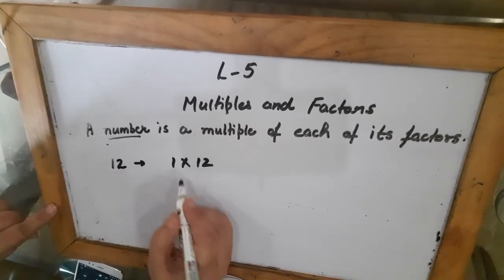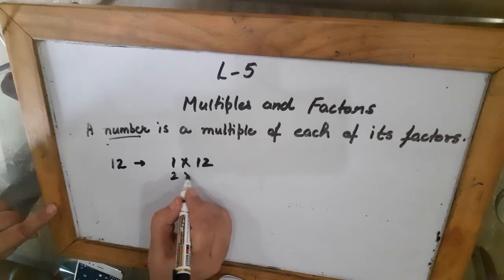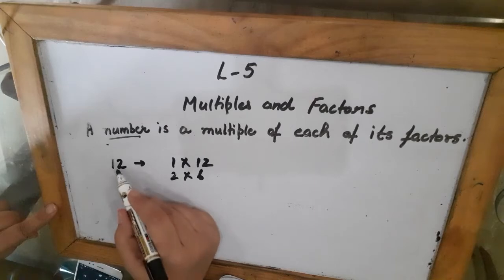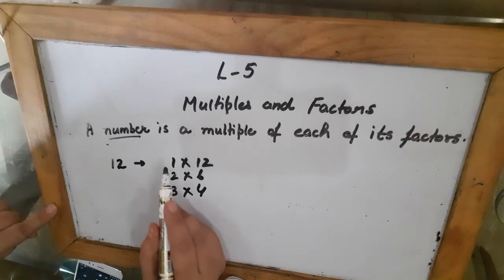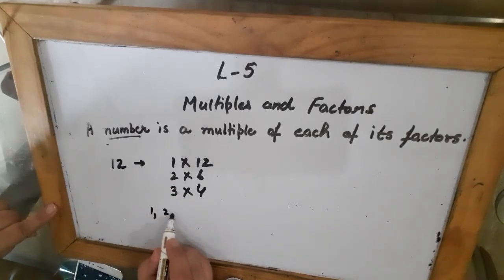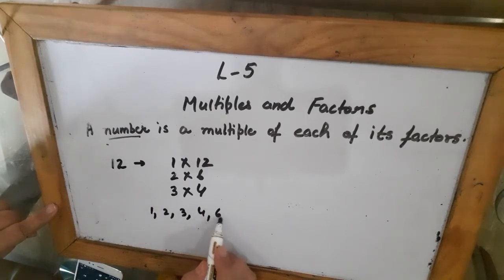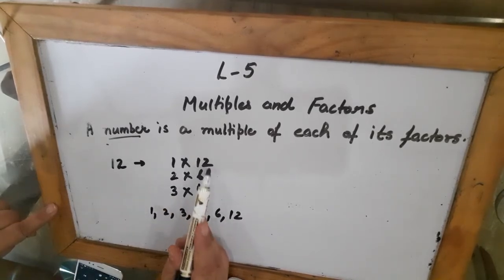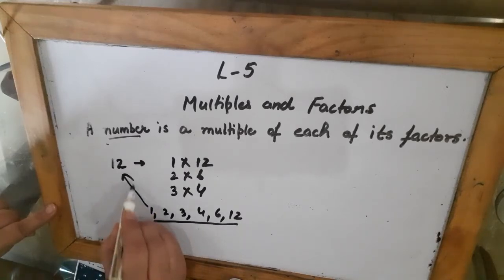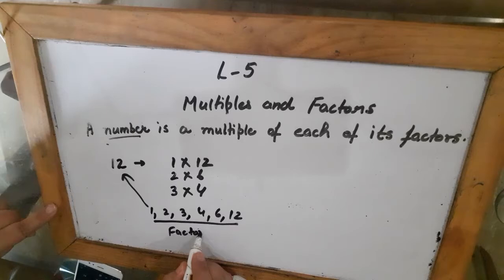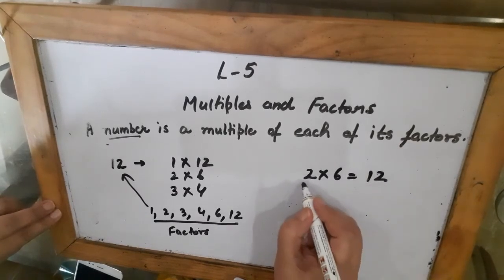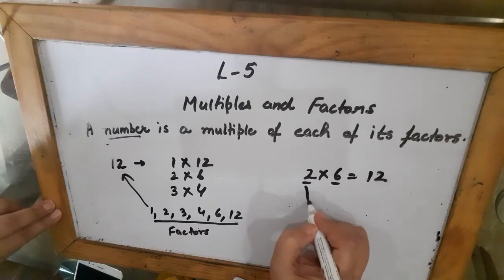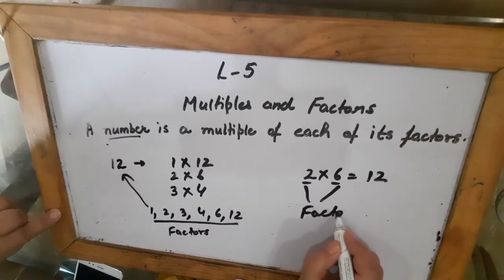1 12s are 12. Now it goes on the table of 2 also. 2 6s are 12, so both 2 and 6 are factors of 12. 3 4s are 12, so both 3 and 4 are factors of 12. So the factors of 12 are 1, 2, 3, 4, 6 and 12, because they divide 12 exactly. When I write 2 6s are 12, it means that 2 and 6 both are factors of 12, because they divide 12 exactly.